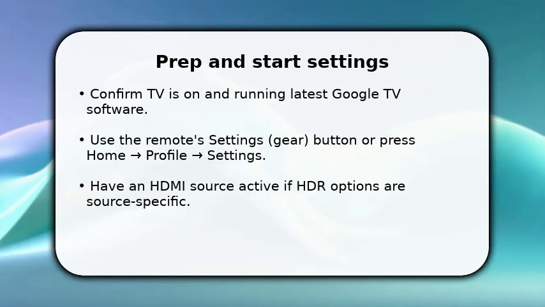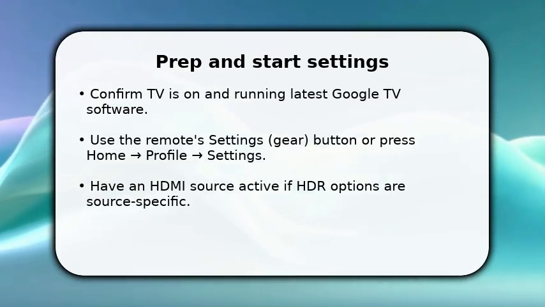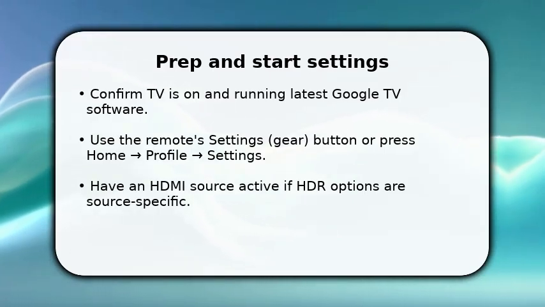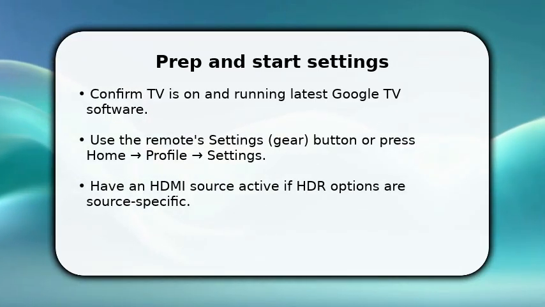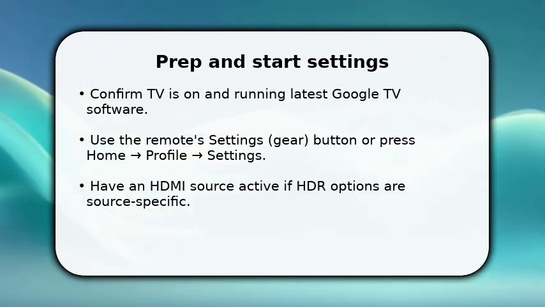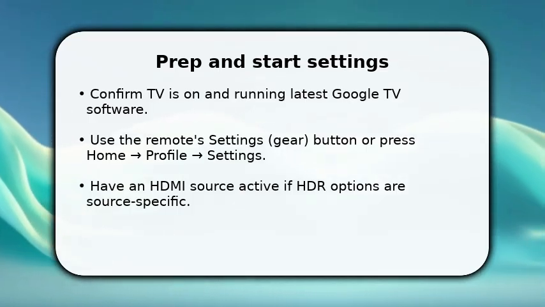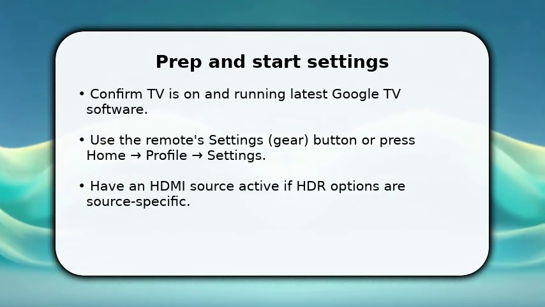You begin by opening settings immediately. This saves time. First, make sure your Google TV is powered and running the current system build, because older firmware can hide HDR toggles. Using your remote, press the gear or go home, right arrow profile, right arrow settings. If HDR only appears with a connected device, switch to that HDMI input now so options populate. Once done, you'll be ready to access display settings and proceed to disable HDR at the system or input level.